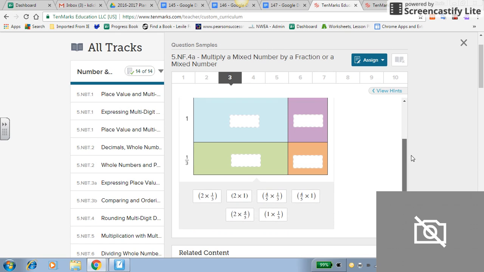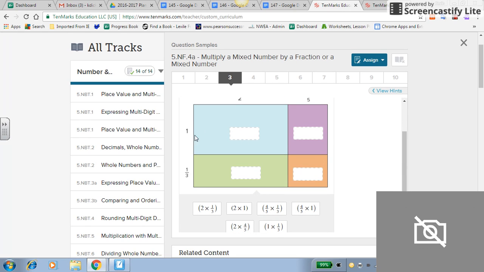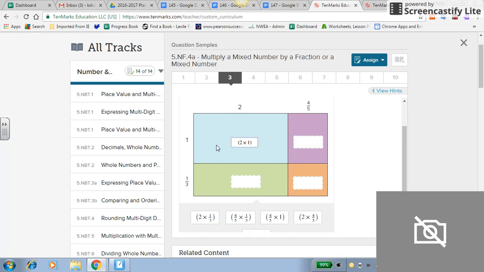We're just going to label with these things down here. So we're just going to look where they intersect. 2 times 1, so I'm just going to put that there. For this box here, I'm going to take 4/5 times 1, put that there. For this box here, it's 2 times 1/3. In this box here, it's where 1/3 meets 4/5. All right, so that's all you have to do for that.